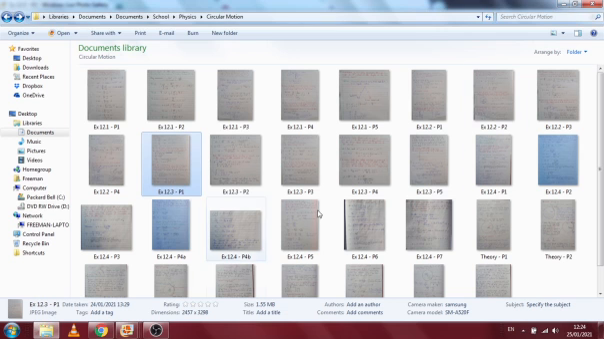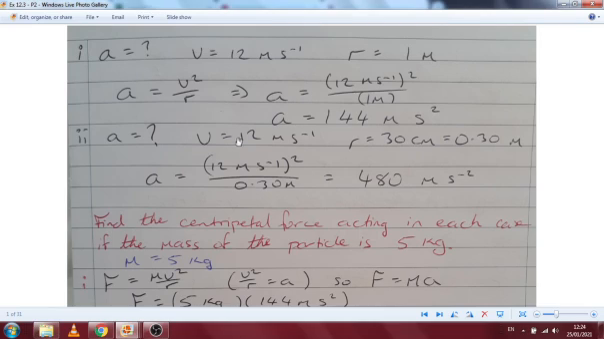So we're going to continue on with this, and we have our question here. So we're looking for our acceleration. The easiest formula to use when we know v and r is a equals v squared over r. We sub in our values, so we get 12 squared over 1 meter, which gives our acceleration as 144 meters per second squared. That should be a -2 there, or a division line in between.